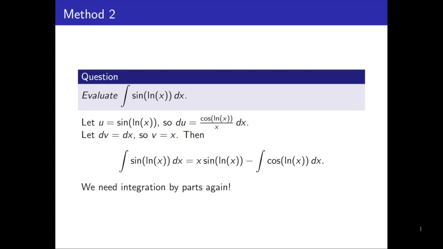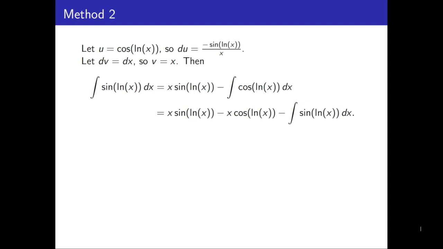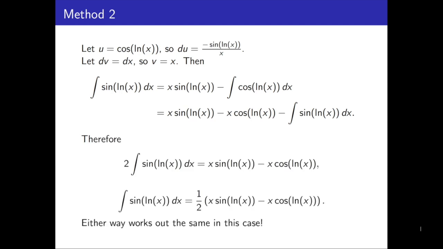So this time we'll pick u to be cos of natural log of x, and then dv will be our factor of 1. So du is negative sine of natural log of x divided by x, and v is x. So this is what we had before, and now we apply integration by parts. uv gives x cos of natural log of x, and the integral of v du, again the x and 1 over x cancel out, and we're left with the integral of sine of natural log of x, which is what we started with. So much like before, we can add it to the other side and then divide by 2.